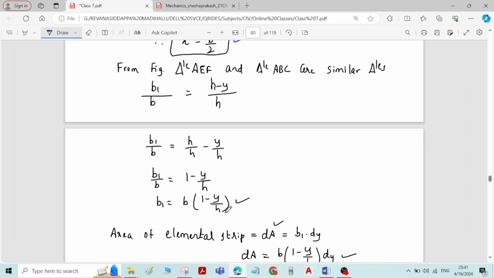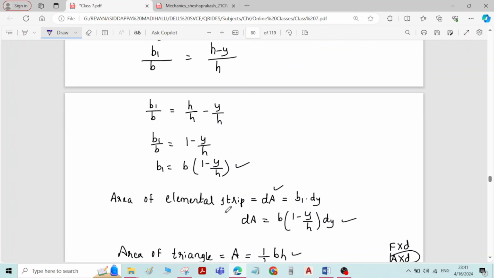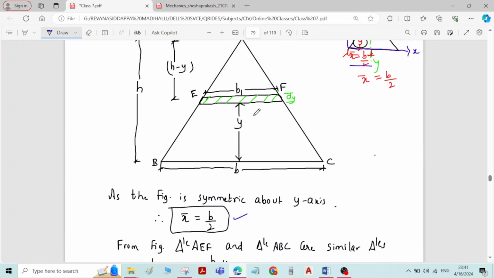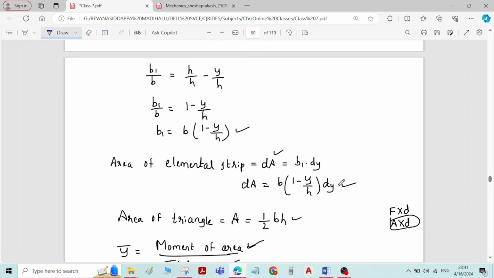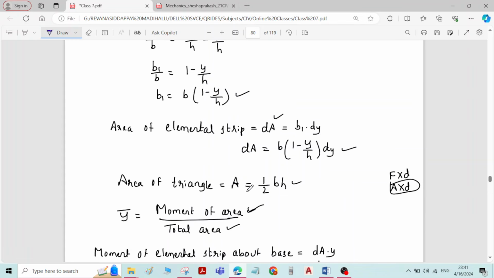This is the first step. The second step is to find the area of the elemental strip, dA is equal to b1 into dy. The b1 formula is known, b into 1 minus y by h. Substitute it in this equation. Then you write the equation for total area, that is the area of the triangle, half into base into height. This is the third step.